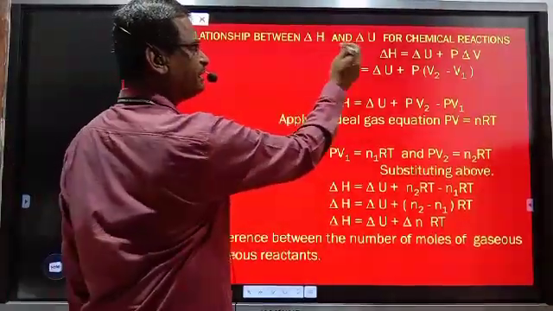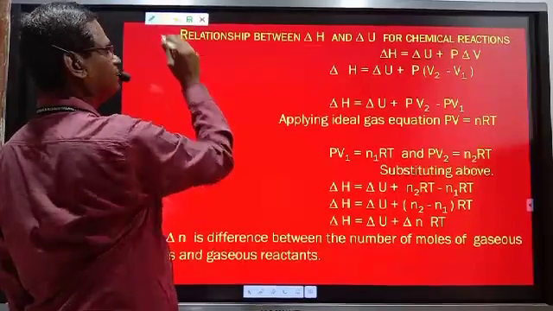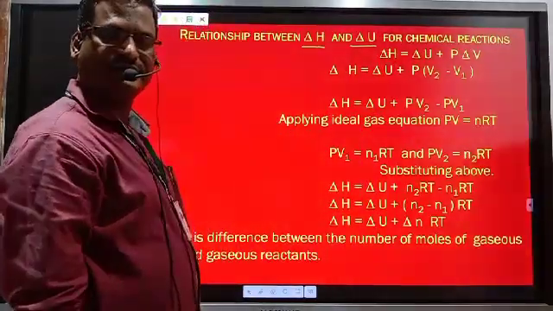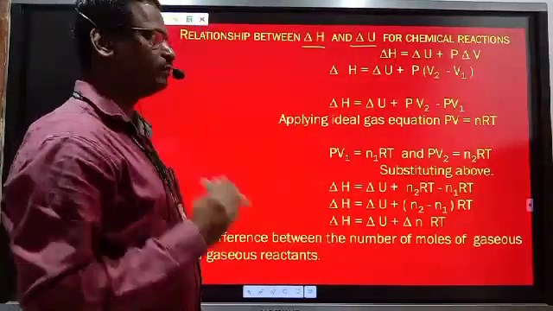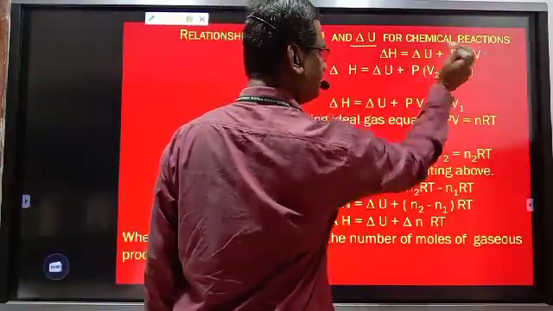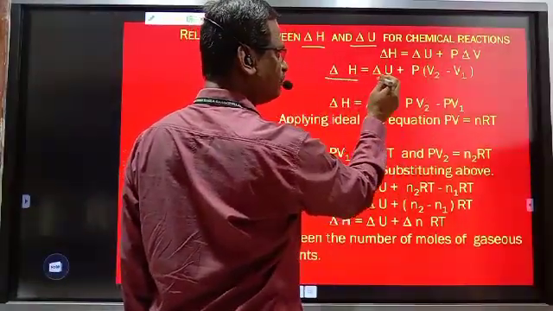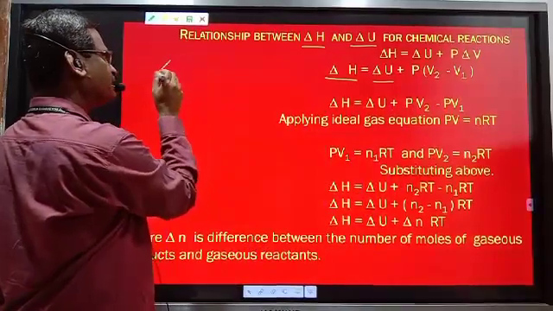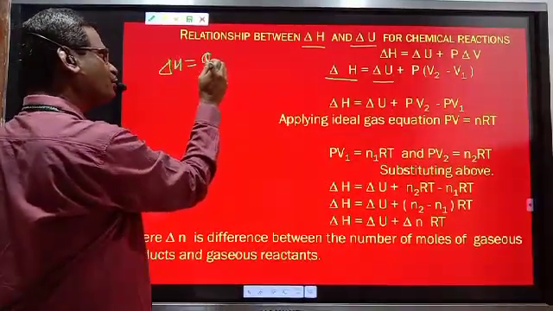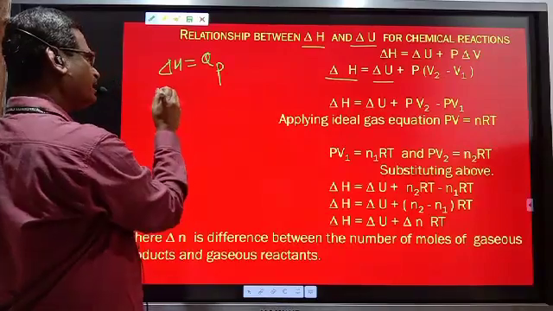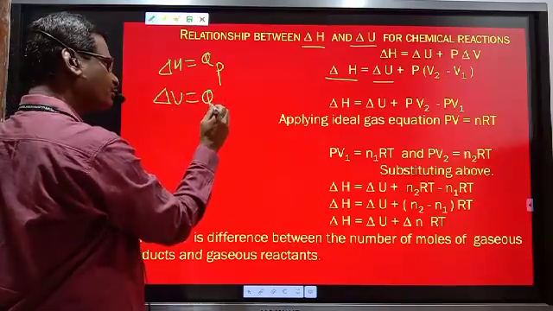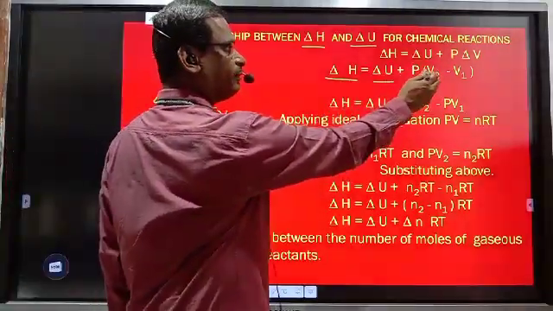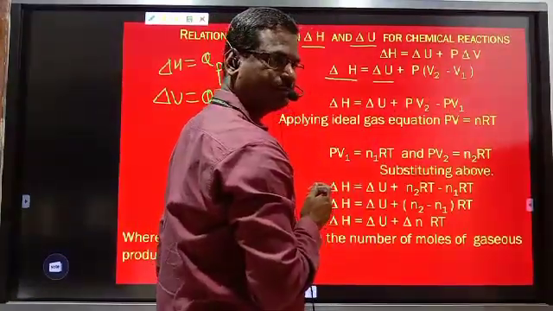Delta H is enthalpy change at constant pressure. Delta U is the change in internal energy at constant volume. Delta H is equal to delta U plus P delta V, at constant pressure and at constant volume. See, delta H can also be replaced by Q at constant pressure, and delta U can also be replaced by Q at constant volume. P(V2 minus V1), this equation we have just seen.